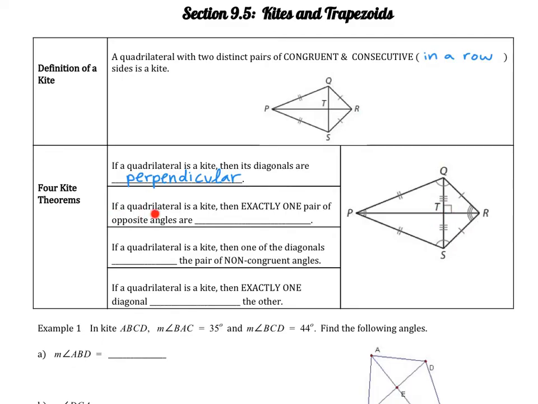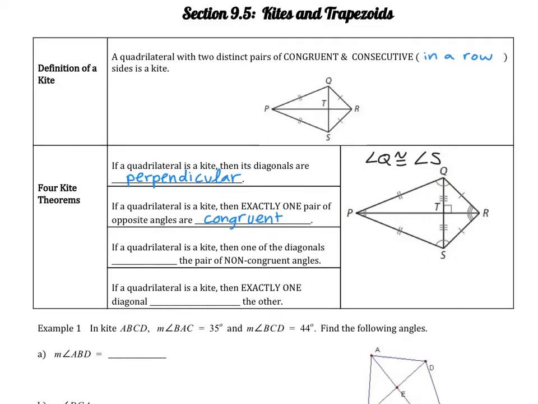Second one, if a quadrilateral is a kite, then exactly one pair of opposite angles are congruent. So that means one or the other. So in this case, I can see that angle Q is congruent to angle S. They are opposite, and you'll notice that angle P is not congruent to angle R. So it's exactly one pair of opposite angles are congruent.